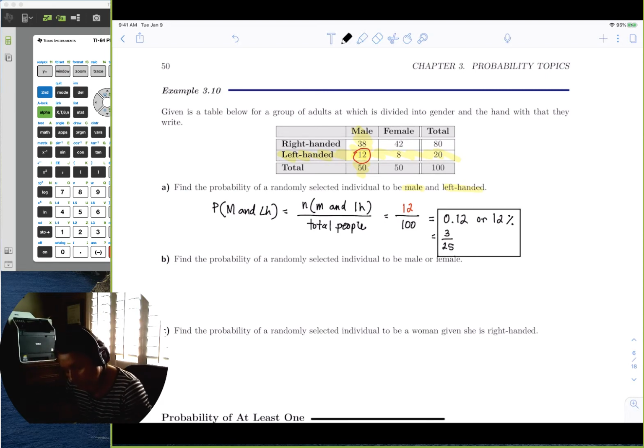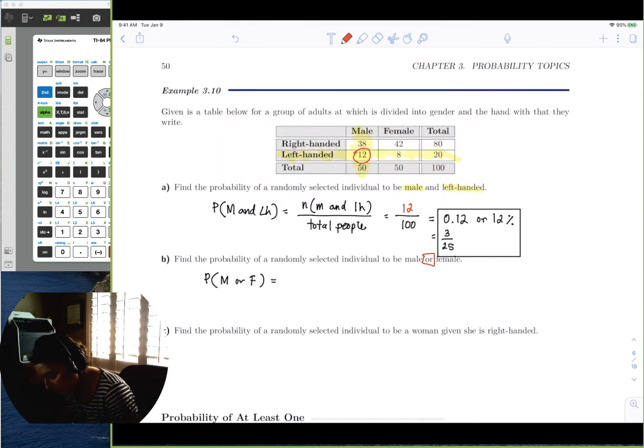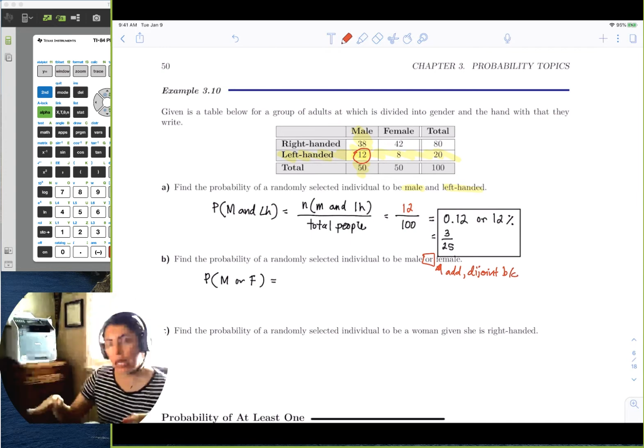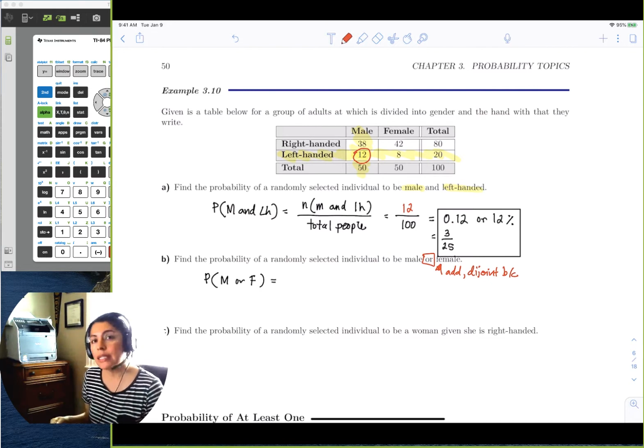Okay, so now let's go ahead and find the probability of a randomly selected individual to be male or female. So the probability that you're male or female would be equal to, and again, male or female, that's your red flag, and you're like, ooh, this is going to be add, and are these going to be disjoint? Are there any overlapping outcomes? Meaning, can the male be female and the female be males? Well, in this sample, they're not.